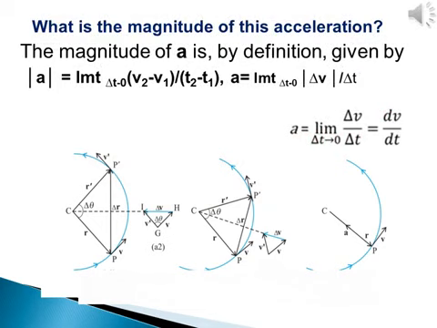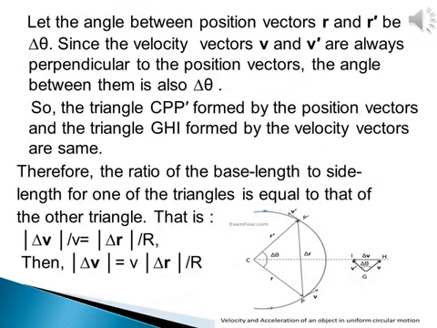Can you say what the magnitude of this instantaneous acceleration should be? Its magnitude is given by this mathematical expression, which is equal to limit delta t tends to 0 of mod of (v2 minus v1) by (t2 minus t1), which is equal to limit delta t tends to 0 of mod of delta v by delta t.